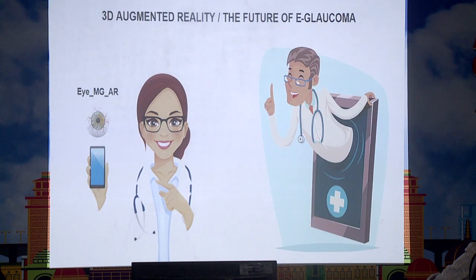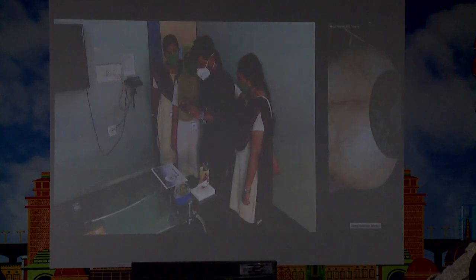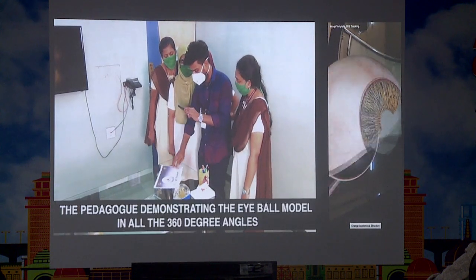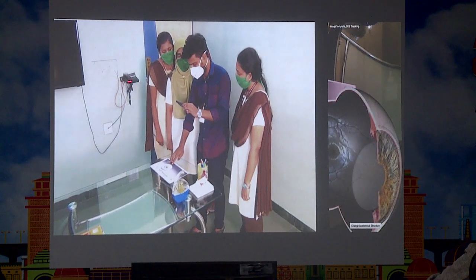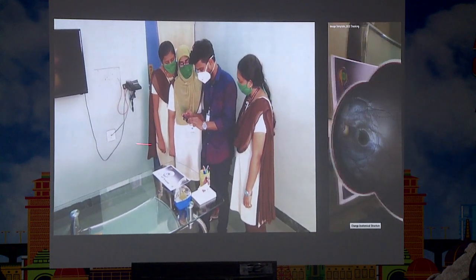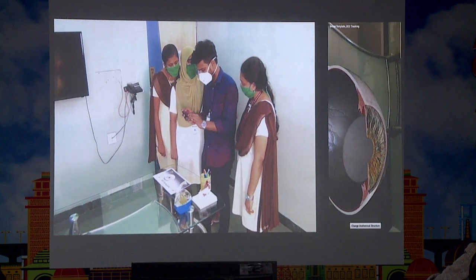And then there is the technology called augmented reality, which is slightly different from AI. These are the two apps which are readily available in the market, one for Android and one for Apple, which we have innovated and launched. What is augmented reality? How can we bring the three-dimensional structure into the 3D world itself? The eye being 3D, can we bring this three-dimensional model in 3D? Yes, it can be done with a simple smartphone.